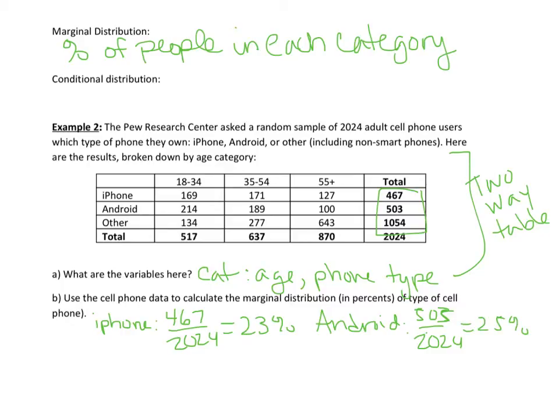Note that I'm just rounding here. And for the other, you are going to do the same thing. You'll find out that it is going to be about 52%. So the marginal distribution is going to be the percent of people that fall into each of those categories. We know that we're using the margin on the right-hand side and not on the bottom because they're asking about type of cell phone. So what I did was I looked at all the different types of cell phones and I looked to see which percent of each type owned it.